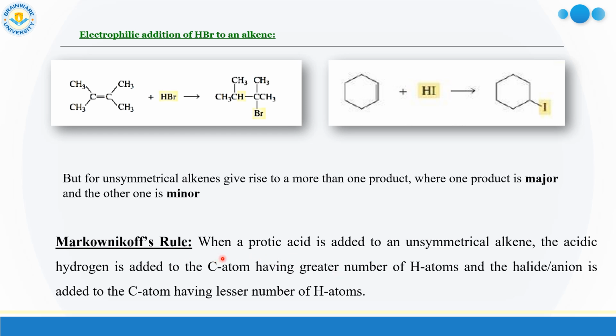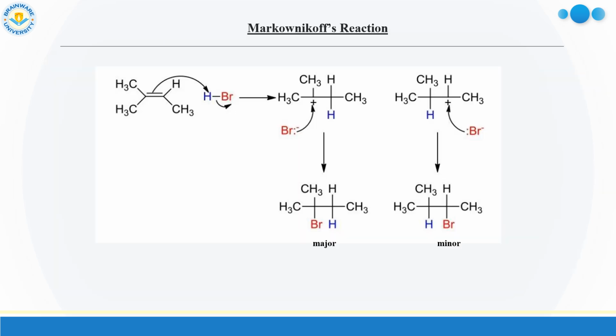That rule states that when a protic acid is added to an unsymmetrical alkene, the acidic hydrogen is added to the carbon atom having the greater number of hydrogen atoms, and the halide anion is added to the carbon atom having the lesser number of hydrogen atoms. So let's take an example for Markovnikov's reaction. Here we have chosen an unsymmetric alkene.